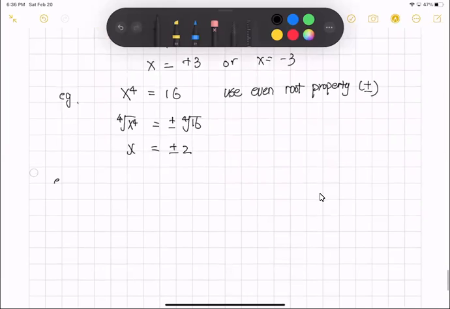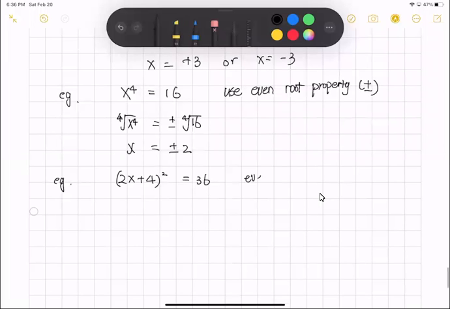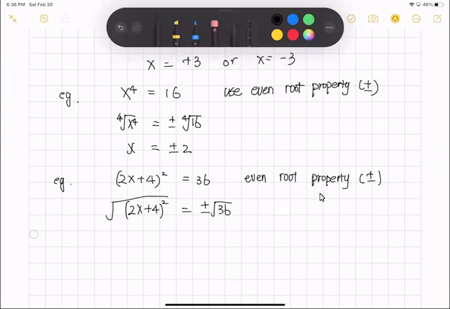Let's have another one. We have 2x plus 4 squared equals 36. Again, even index, we need to use our even root property, which means when you square root both sides, you need to have a positive and negative solution. So I have 2x plus 4 squared. We square root that. So I have a positive and negative square root of 36. So I have 2x plus 4 equals positive and negative 6.